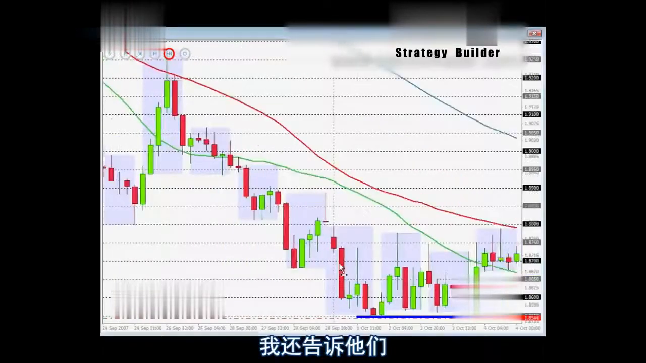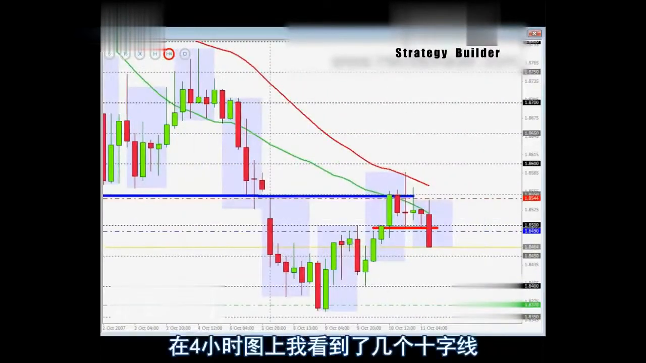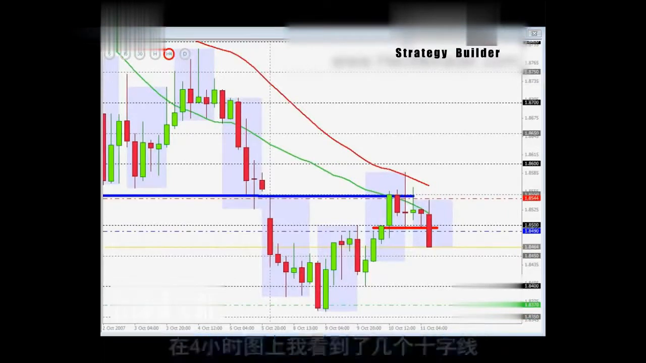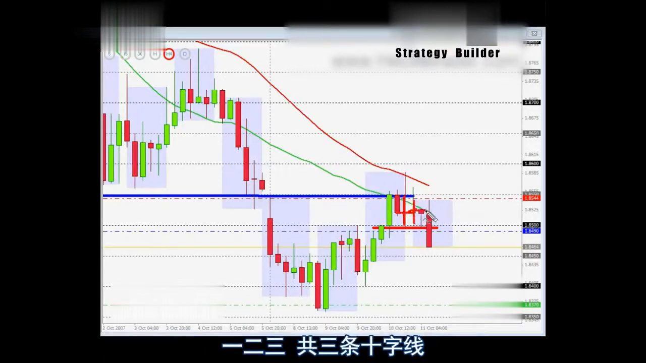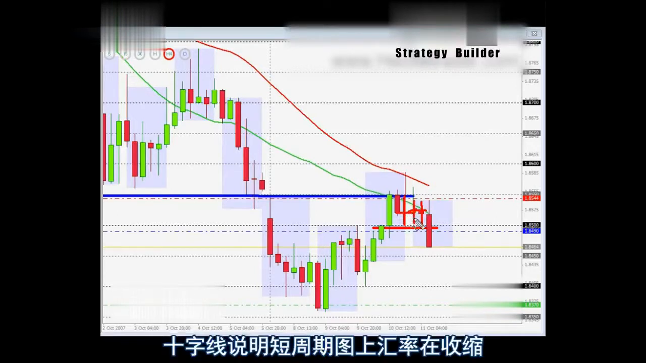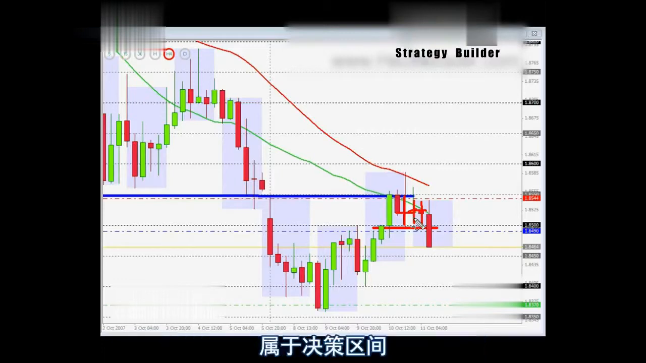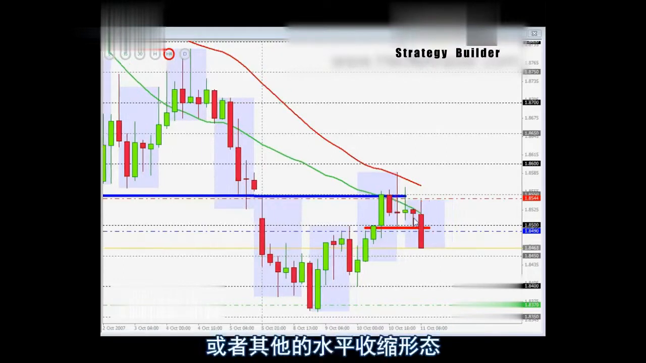I was also telling the guys that we were seeing a number of dojis on the 4 hour time frame. Have a look there. We have 1 doji, 2 dojis, 3 dojis. When you see a doji on the setup chart, or any time frame actually, it usually means, if you zoom into the shorter time frames, a congestion area or an area of decision taking. Whether it be a range or a triangle or whatever, it basically means an area in the shorter time frames that's moving sideways or consolidating.